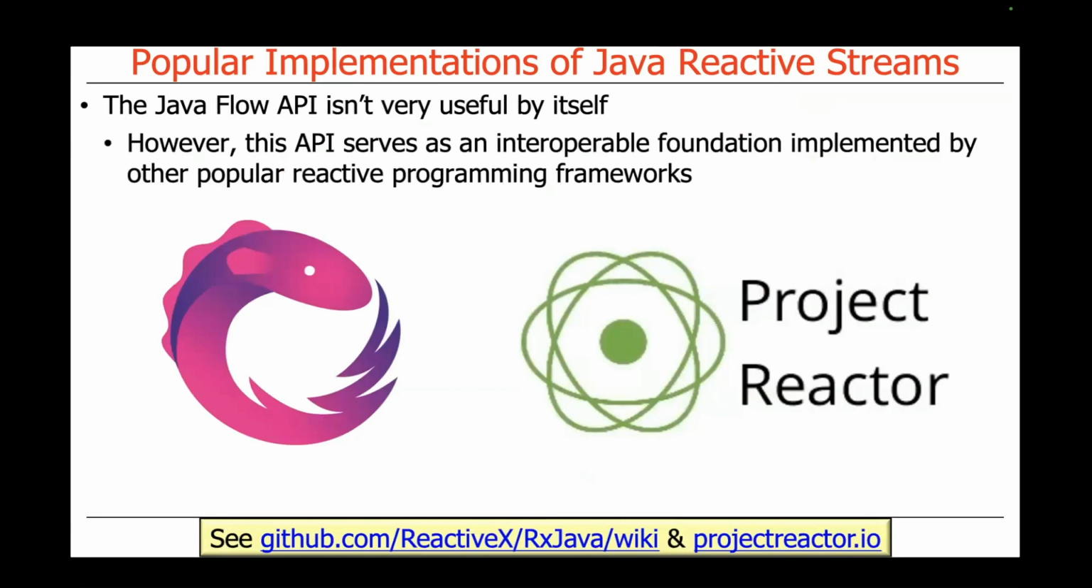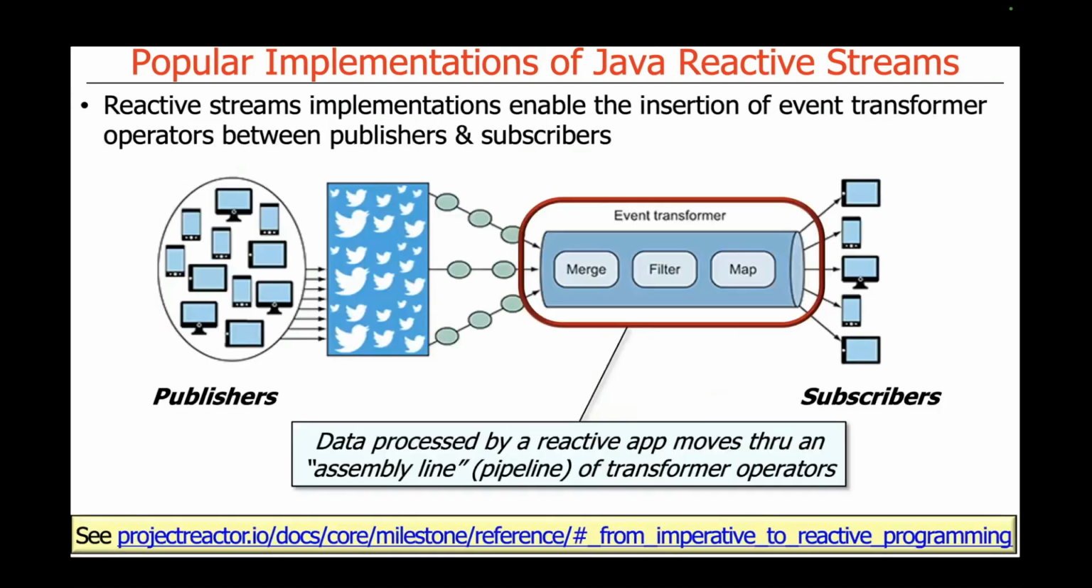What is useful, however, is it provides the basis for an interoperable framework that can then be implemented by other popular reactive programming frameworks. And these would include, again, RxJava and Project Reactor. These frameworks, these implementations, enable the insertion of event transformer operators between publishers and subscribers. And that's really the secret sauce. There's all these other things that can be done between the point where a publisher emits an event by calling onNext, for example, and a subscriber receives that event. You can have all kinds of other things between those.